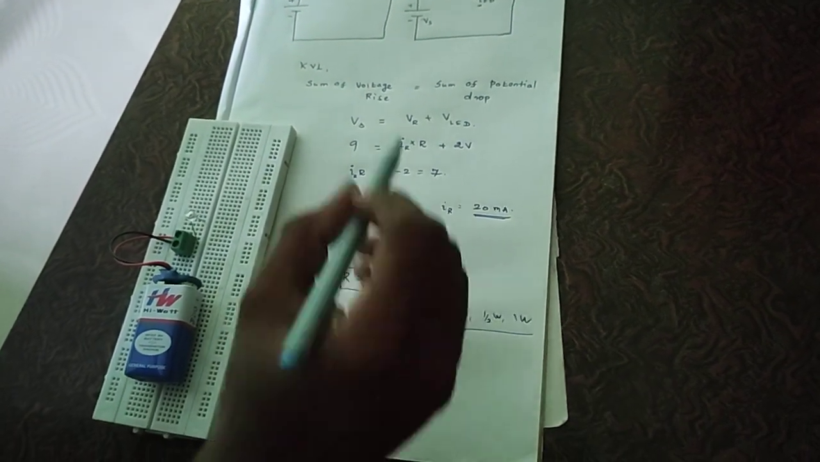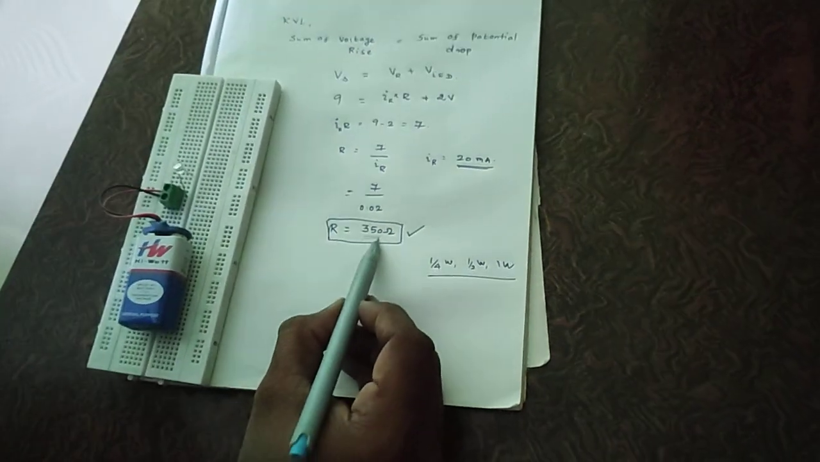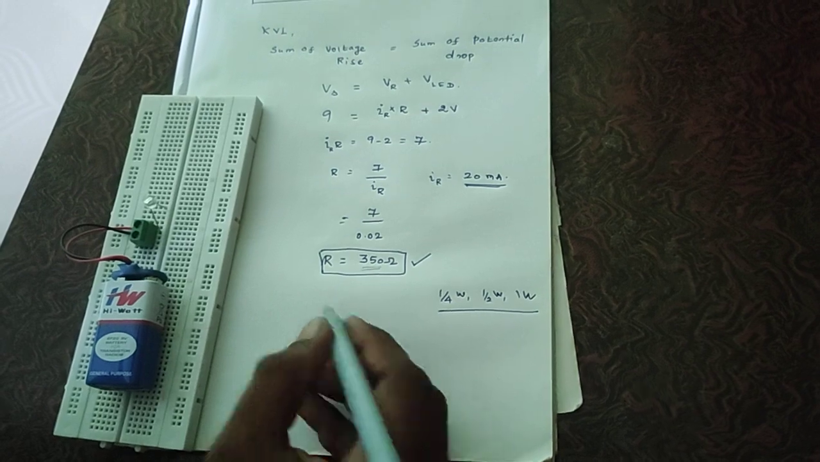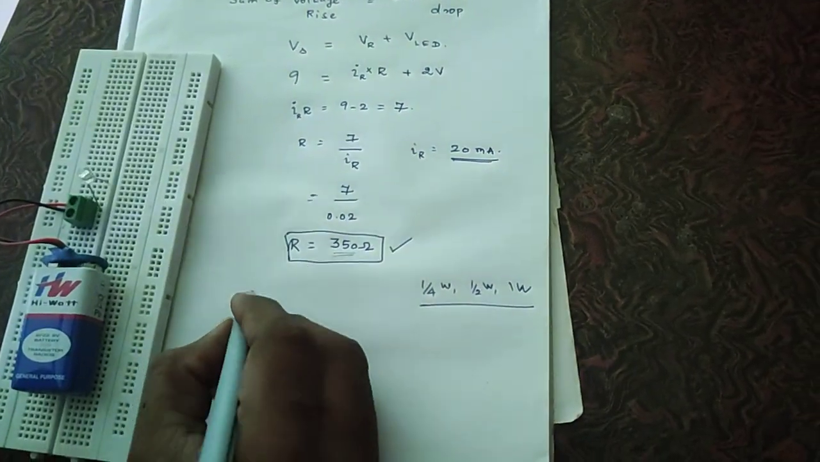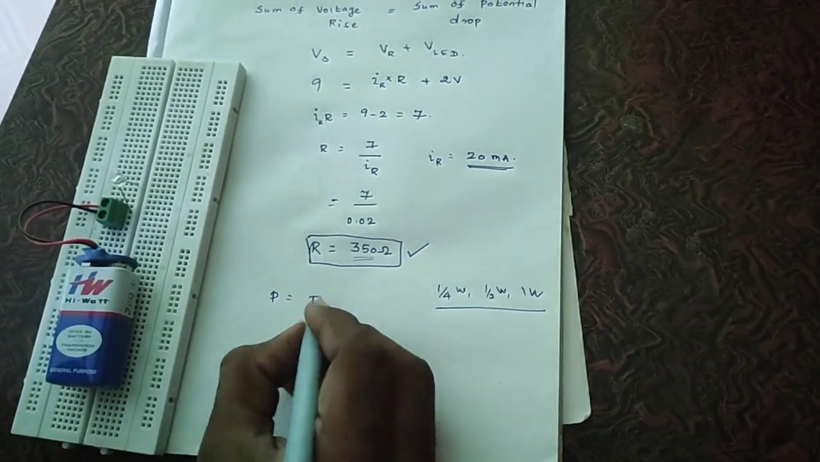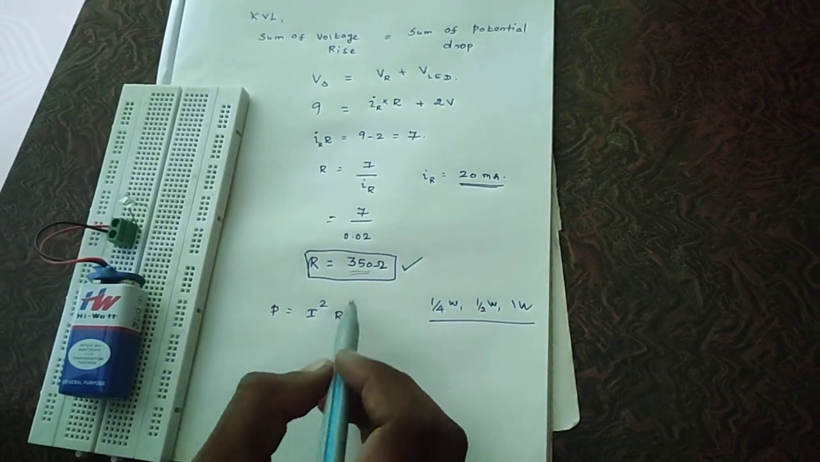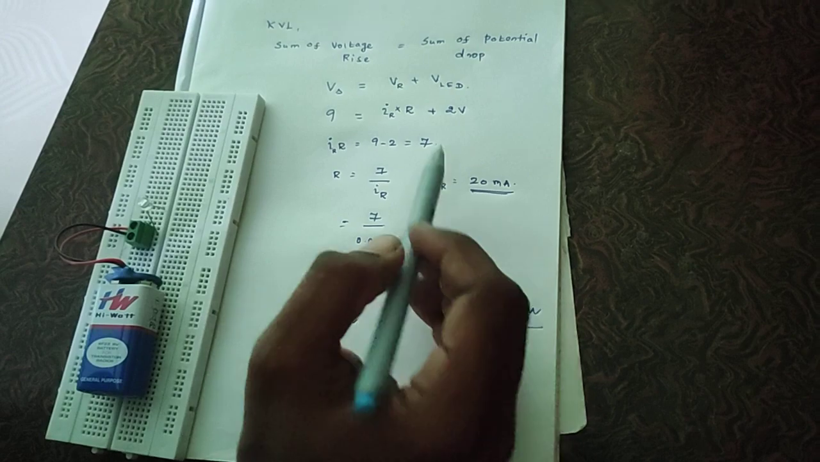Okay, now for our circuit, for this 350 ohm, let us try to find out what wattage is needed. You know the power formula, P equal to I squared R. Okay, and we already found the resistance is 350 and the maximum current which can be passed through this resistor is 20 milliampere for this particular LED.